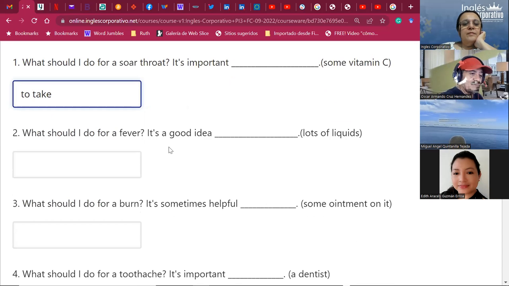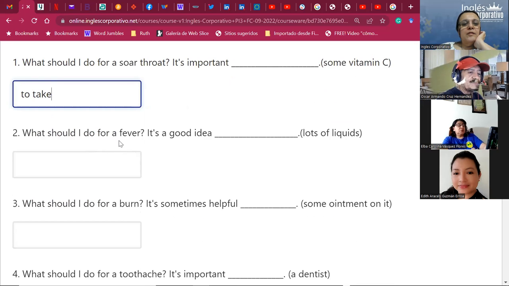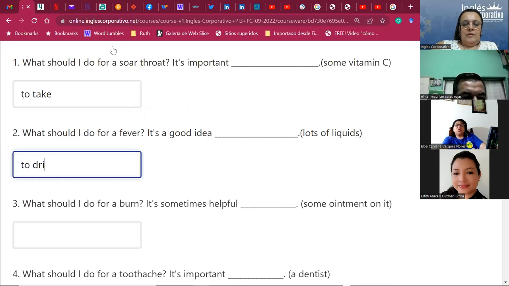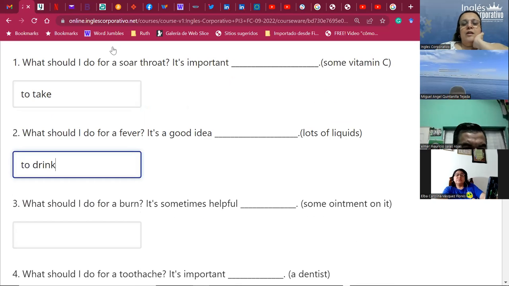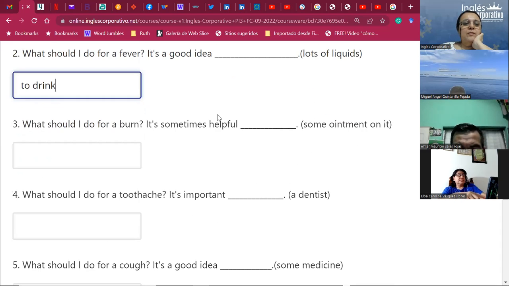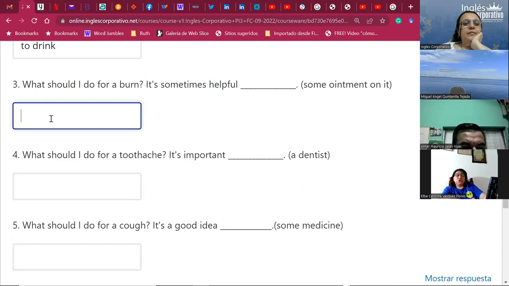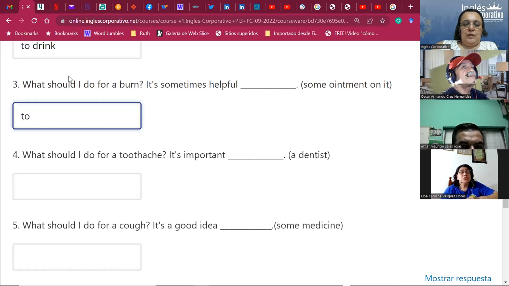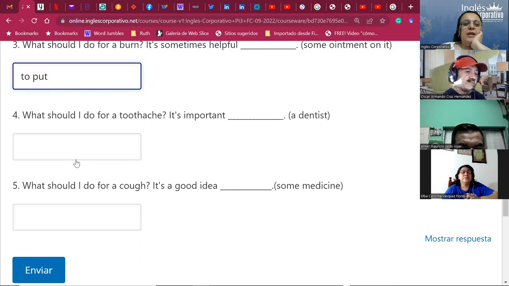What should I do for a fever? It's a good idea to drink. To drink lots of liquids. Okay, now number 3. It's sometimes helpful to put some ointment on it. Okay.